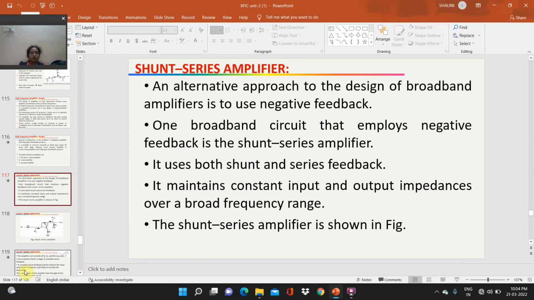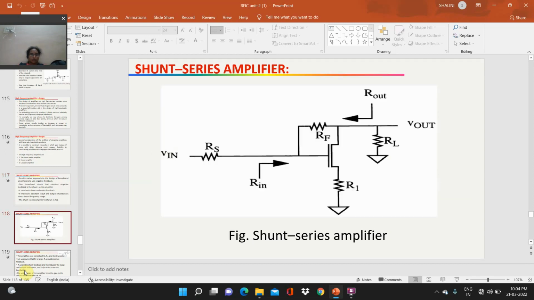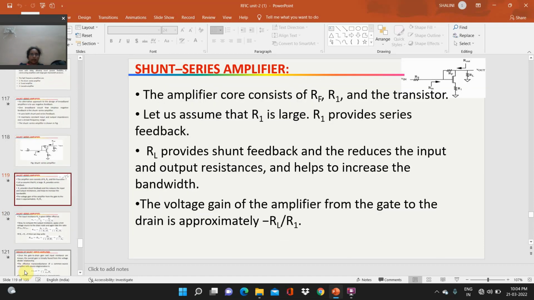An alternative approach to the design of broadband amplifiers is to use negative feedback. One broadband circuit that employs negative feedback is the shunt series amplifier. It uses both shunt and series feedback. It maintains constant input and output impedances over a broad frequency range. The shunt series amplifier is shown in the figure. Here RS, Rin, RF, Rout, R1 and RL are presented in the shunt series amplifier.